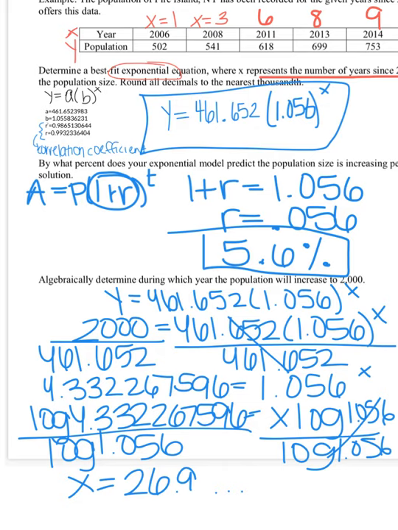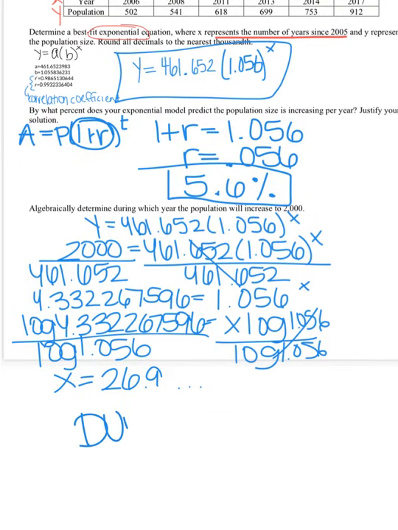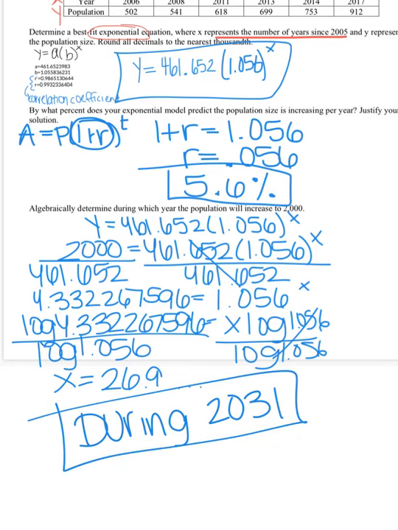This though is asking you during which year. So it's during the 26th year after 2005. So your answer is going to be, if you do 2005 plus 26, it would be during 2031. Don't worry too much though about finding during which year things. Okay, you're more so going to be asked how many years it will take or what have you.